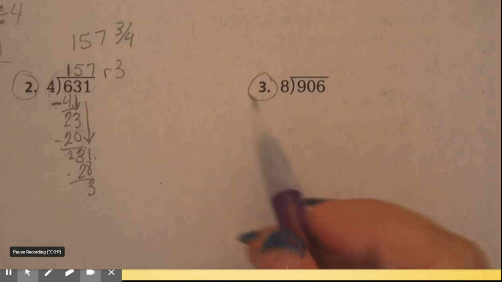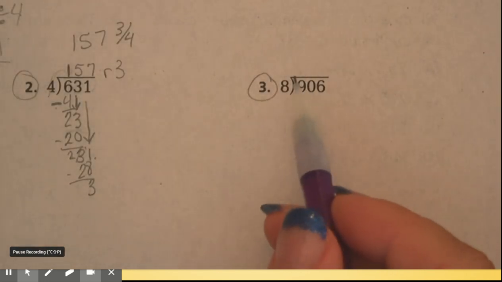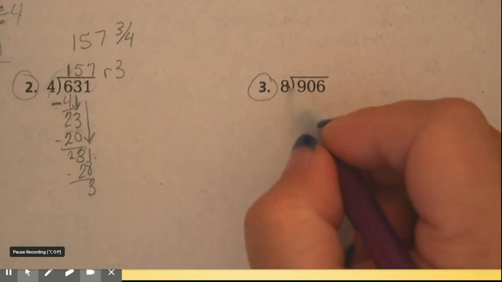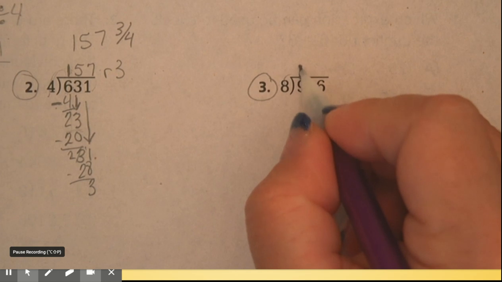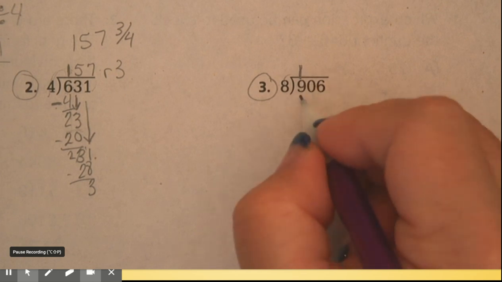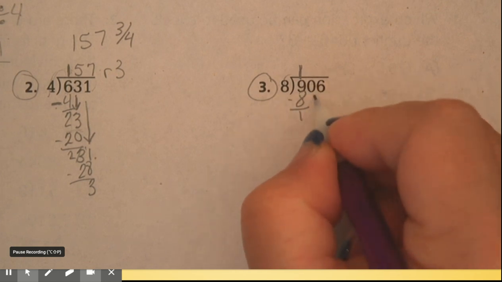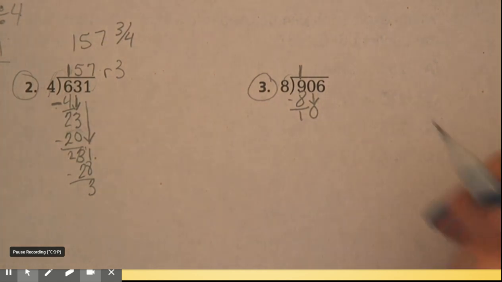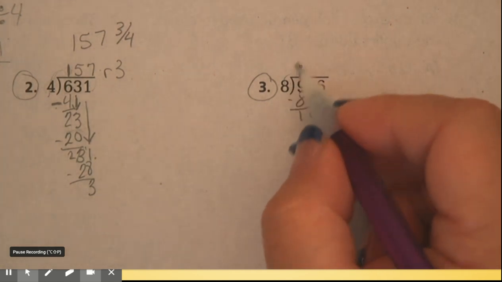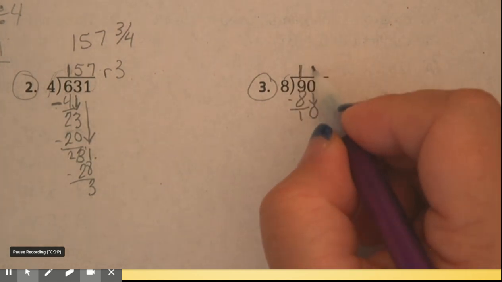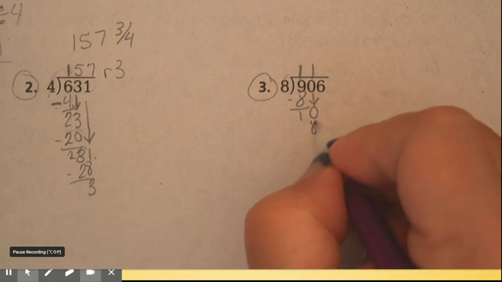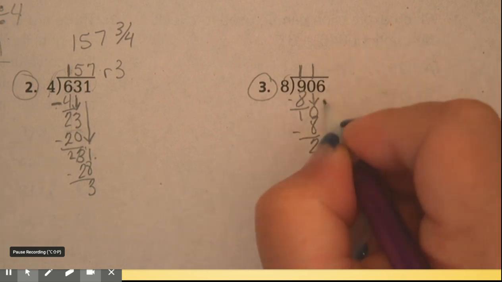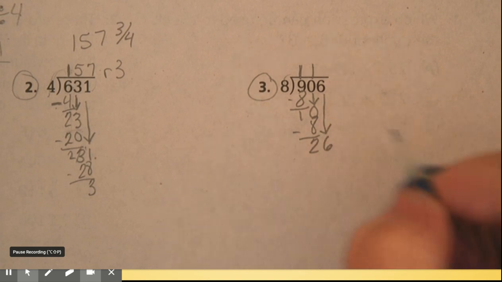And the next one is 906 divided by 8. 8 jumps down inside the box there and pulls out one group of 8s. 8 times 1 is 8. Subtract that out and drop down the next digit, which makes it a 10. 8 now jumps in, sees a 10. It's going to pull out one group of 8 again. That makes 2 left over, and drop down the next one.